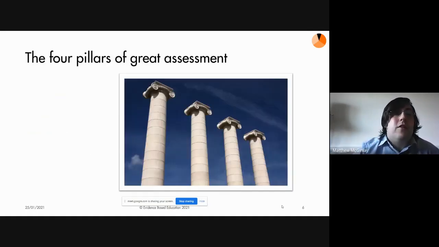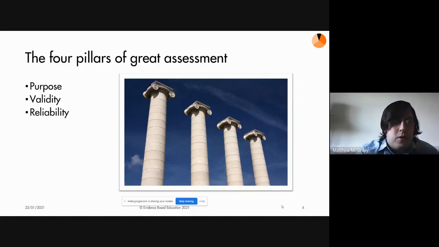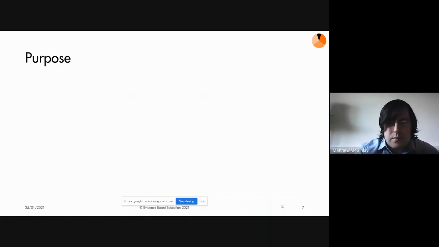There's 4 pillars of great assessment. So when we think about any assessment, whether it's end of topic tests or just a starter where we're trying to get students to retrieve information, we should be thinking about these 4 things. A focus on purpose: what are we trying to achieve? Validity: is our assessment valid for that purpose? Is it reliable? And is it valuable, or is it a valuable use of our time? And I'll go through each of these in time.